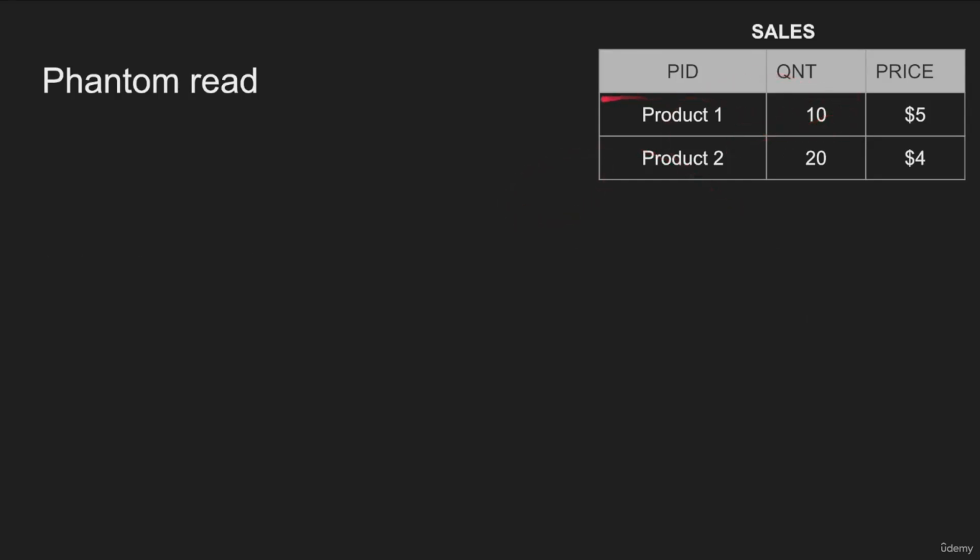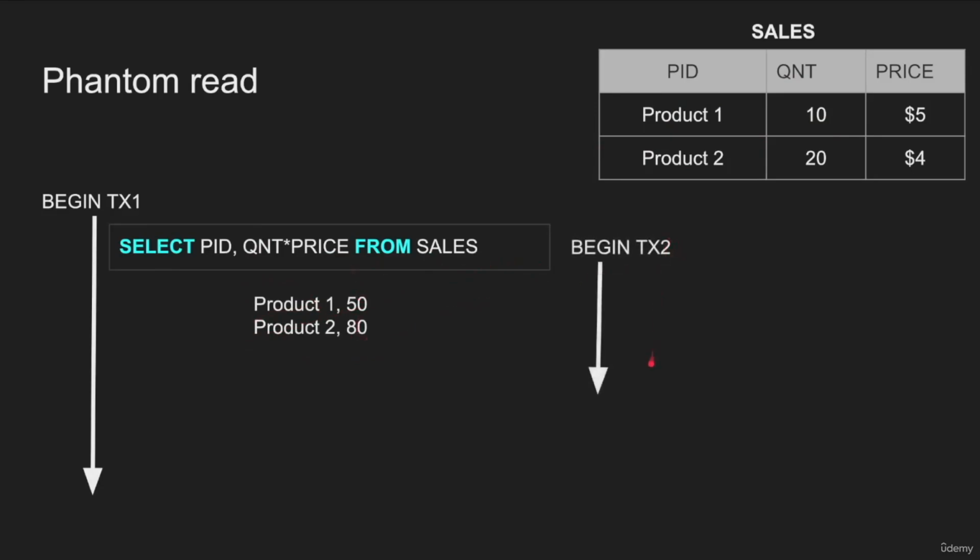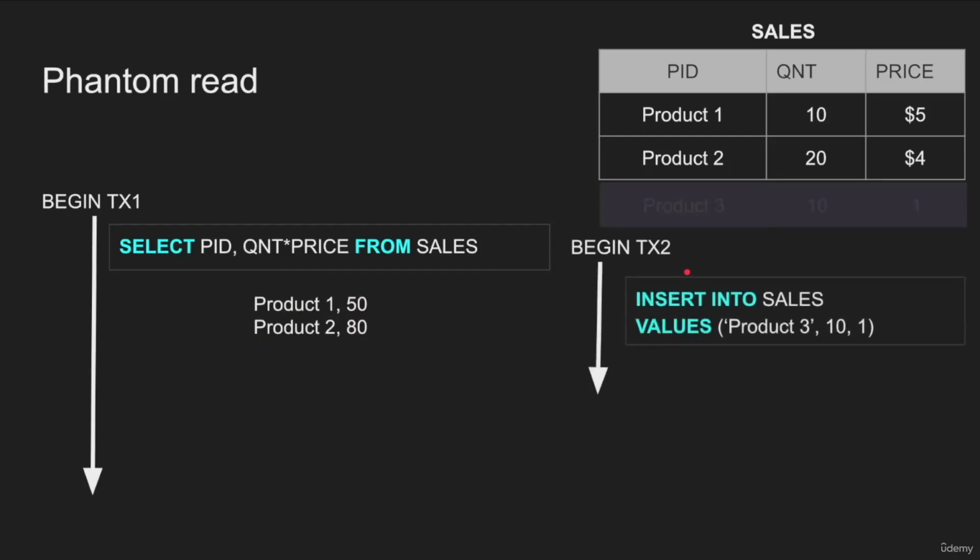So same configuration, sales. We begin a transaction. We do a select quantity, price from sales. And this time I'm reading this product, 50 and 80. Transaction 2 started. Now, it didn't really update. It inserted a new product, a completely new product. Right? So now if you insert a new product, well, that's fine, because in this case we didn't really read this product.